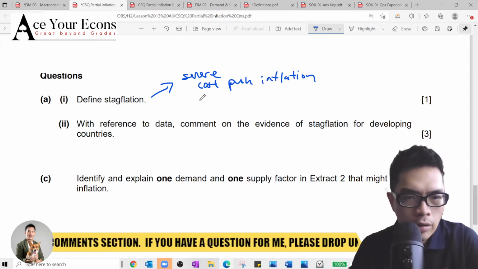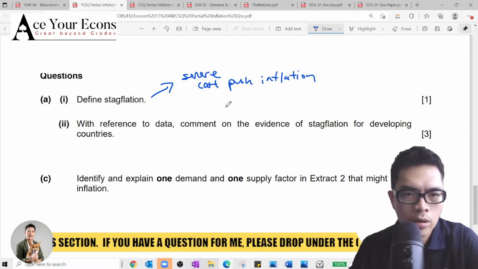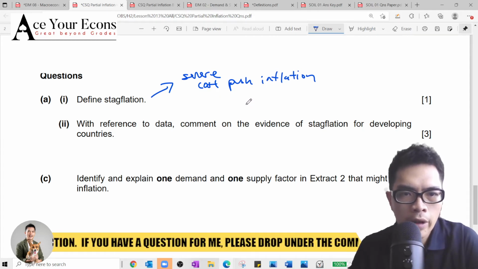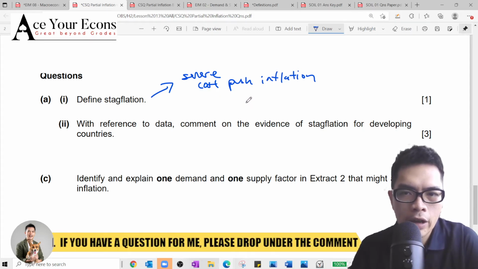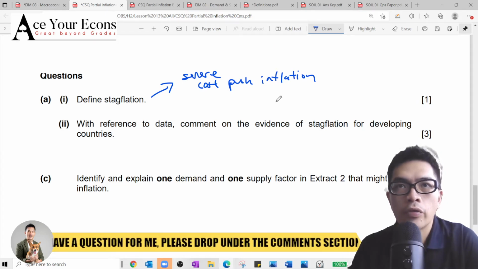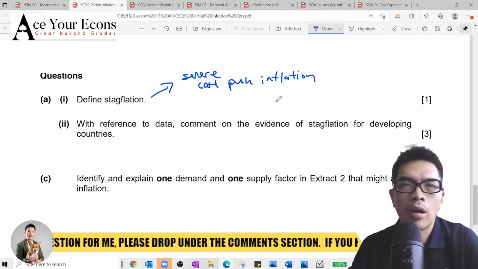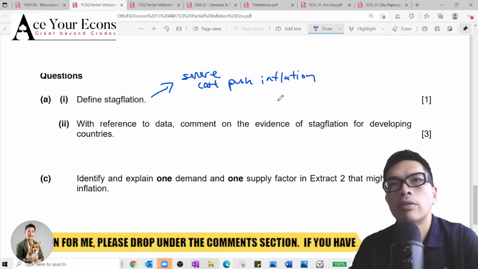Alright, so now let's look at the question. We see that A part 2, A1 we have already addressed that, so I'm not going to talk about A1. A2. With reference to the data, comment on the evidence of stagflation for developing countries. So first of all, we need to identify what question type or requirement this is.